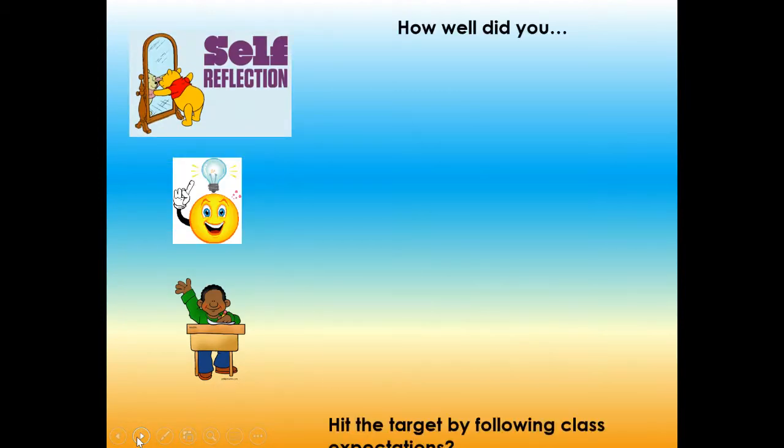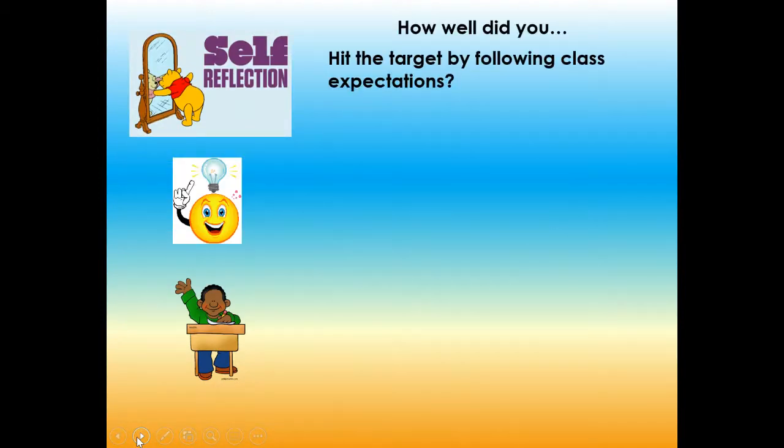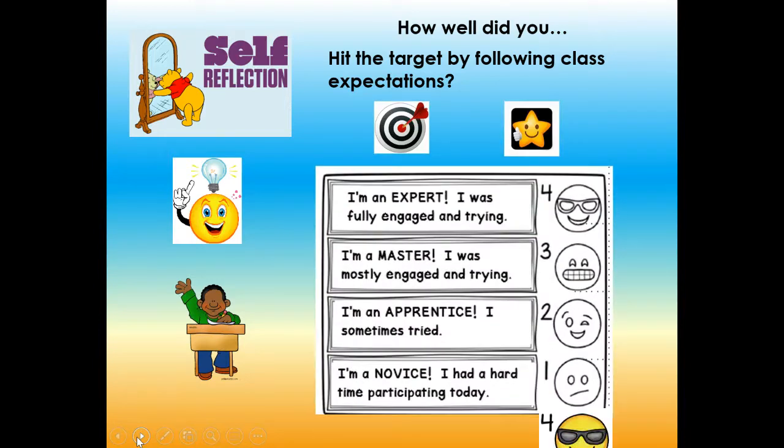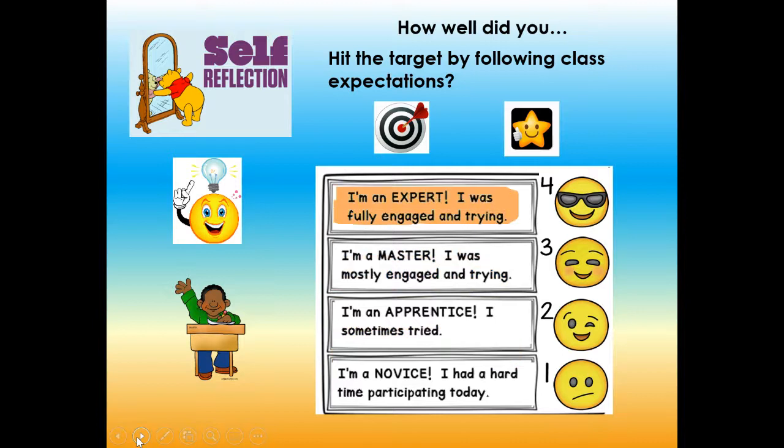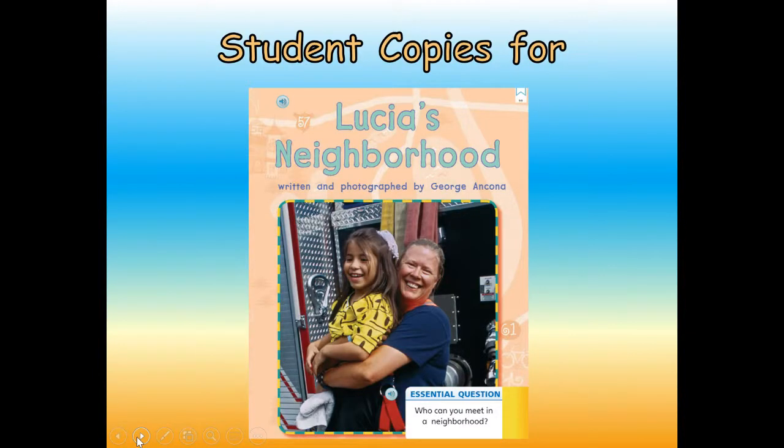Let's think about our participation. How well did you hit the target by following class expectations or our rules for behavior? 4, 3, 2, or 1. 4, I'm an expert. I was fully engaged in trying. 3, I'm a master. I was mostly engaged in trying. 2, I'm an apprentice. I sometimes tried. Or 1, I'm a novice. I had a hard time participating today.